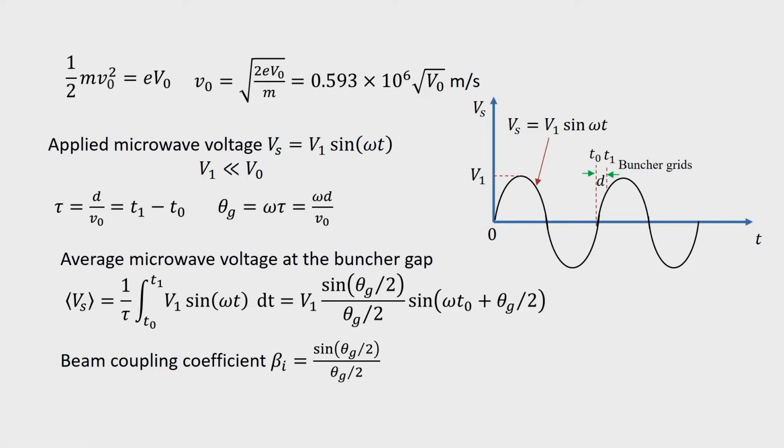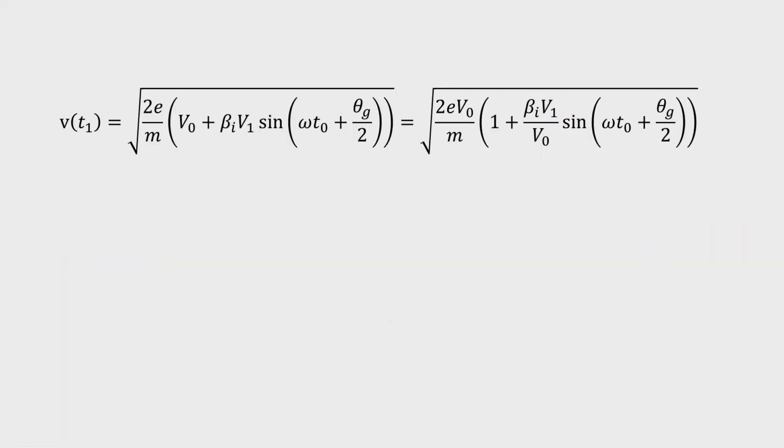We define a parameter beta i, which is the beam coupling coefficient, and its value is given by sin theta g by 2 divided by theta g by 2. Now, this average voltage is the extra voltage that the electrons experience during their passage through the buncher cavity. And depending upon at which instant the electrons enter the buncher cavity, this average voltage will vary.